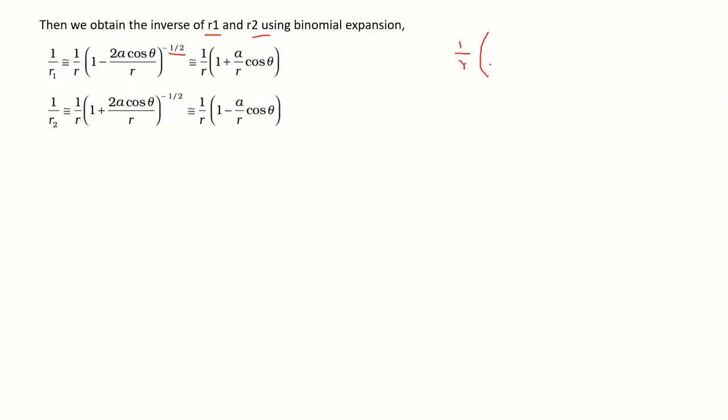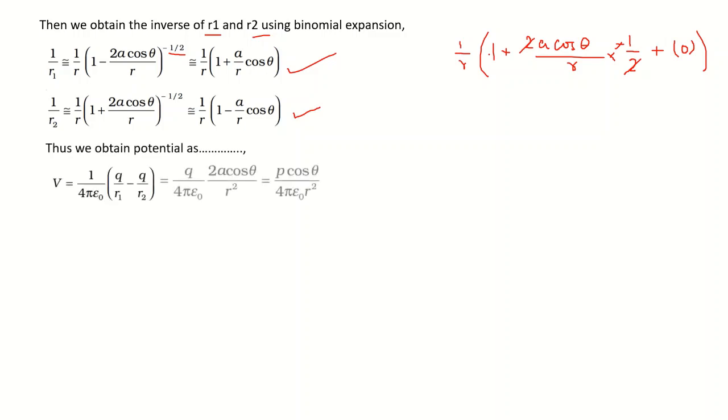Now when we put in the binomial expansion, applying the formula, we include the value as such: 1 by R into 1 minus 2a cos theta divided by r, into minus of half, and the rest of the terms are neglected. So it has been written as such, and thus the 2 cancels and this minus cancels with plus. Hence we obtain this kind of form, and similarly for 1 by r2 we obtain this kind of form.